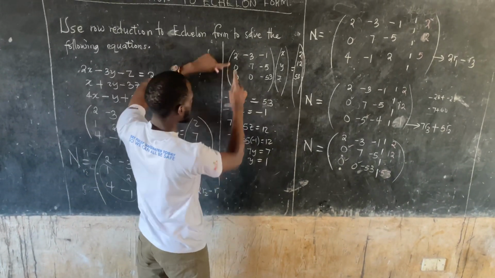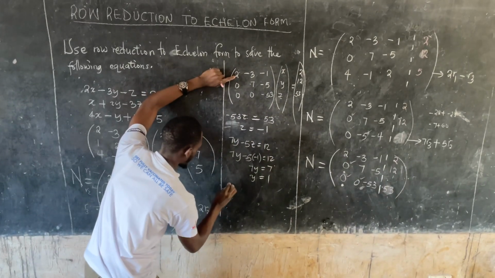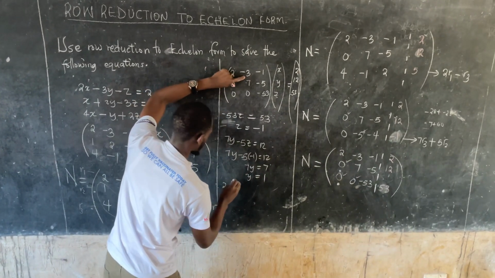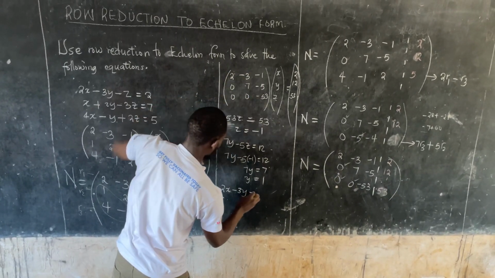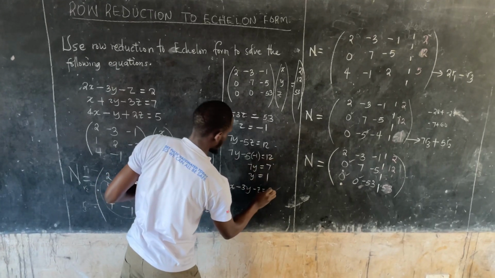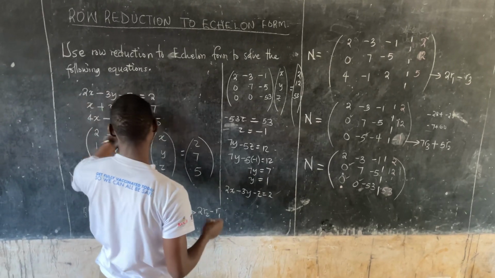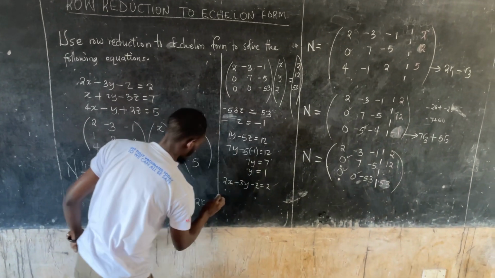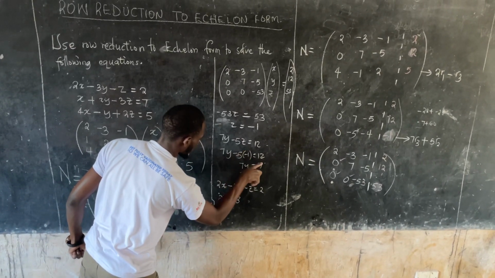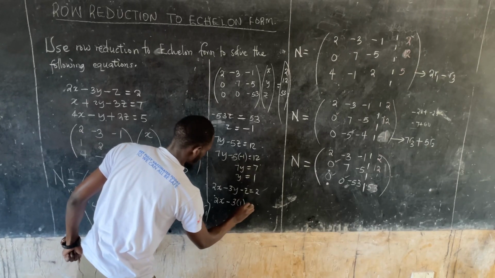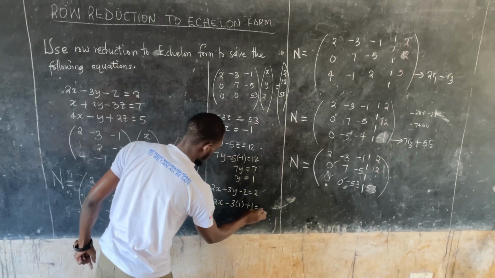Then we come back to this one here. From bottom to top. So now it is 2 times x, which is then minus 3y. Then this is equal to 2. You realize it is actually the same, but that one doesn't matter. We substitute in the values here. This is 2x minus 3. The value of y is 1. Then minus z, which is negative 1, so it becomes a plus, is equal to 2.